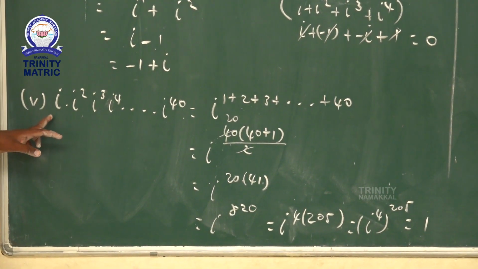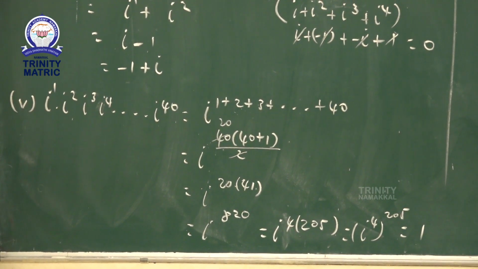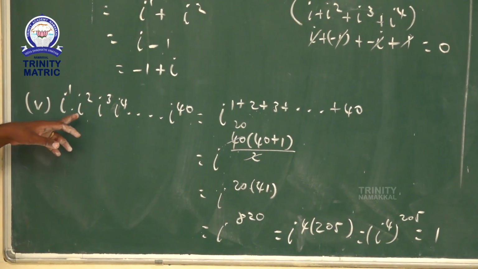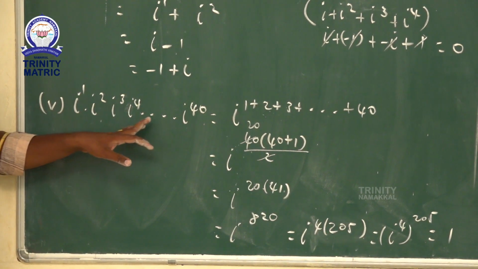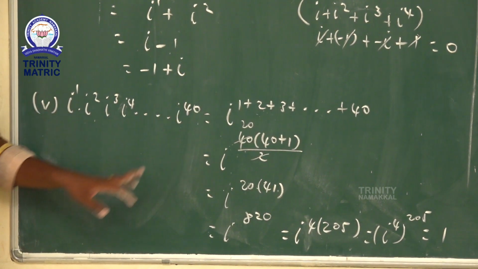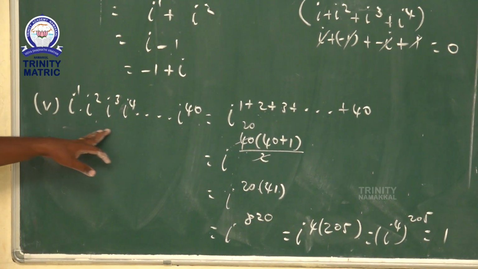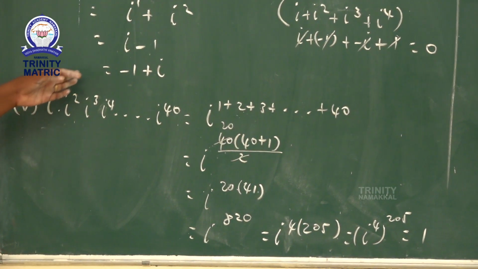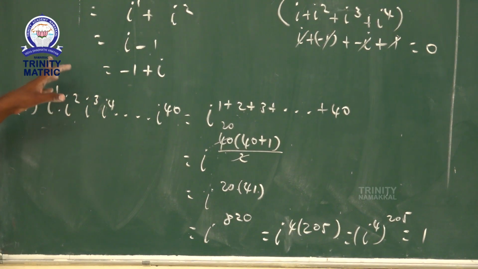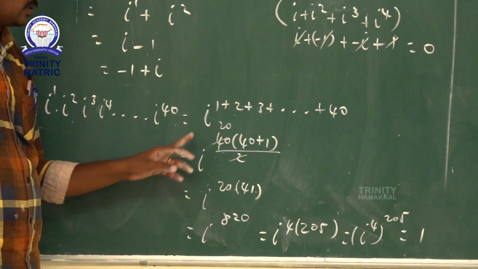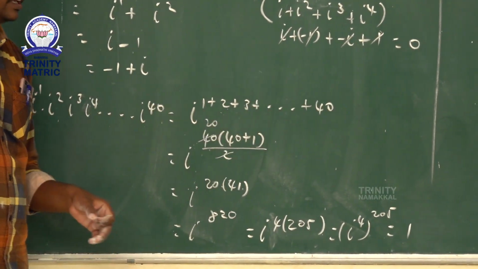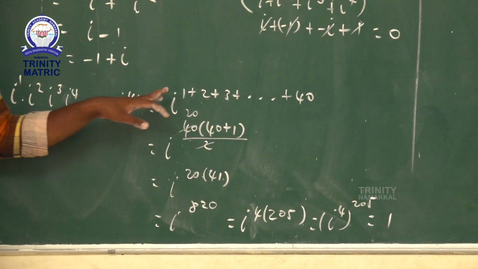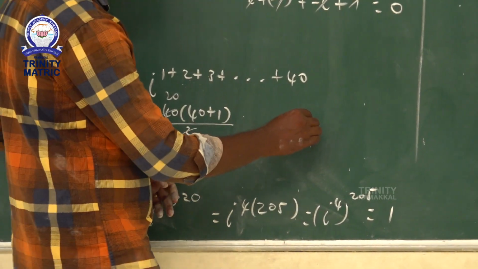Here fifth question, multiple of 40 times. Here the first term is i power 1. This is when only i means i power 1. Next i squared, third i cube, and then fourth i power 4, and so on up to i power 40. The base values are the same, so multiplying the base values means adding the power values. So i power 1 plus 2 plus 3 and so on up to 40 terms.